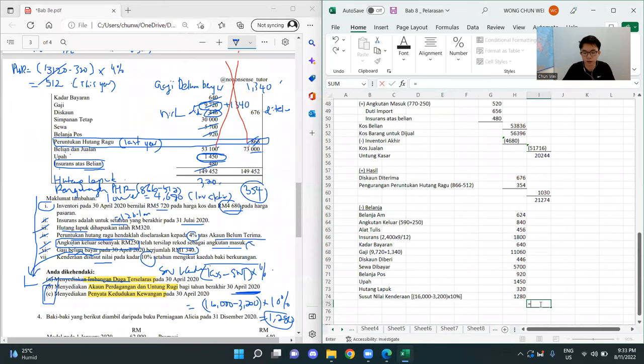Okay, so I think that's all. You can sum up all the belanja. And because this is a belanja, and you see a minus in front, therefore we should bracket it.